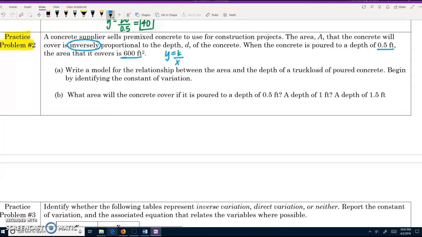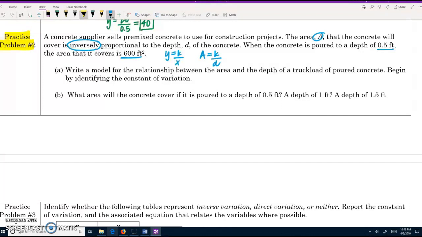So in this case, you might find it useful to replace your y with your area value. So with a, the k is still the constant we have to solve for, and then x we can replace with d for depth. So a lot of times it's useful to have the variables that match up to what you're working with. So that's going to help us with part A. Write a model for the relationship between area and depth of the concrete, and then begin by looking for that constant of variation. So we have an area value for the problem, and we have a depth value, so we can solve for that constant.